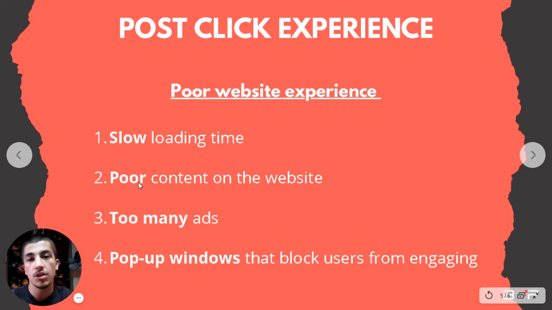Poor content is just poor images, poor quality. If I clicked on the ad for, let's say, shoes, and I went on a website that is selling toys, that is poor content. I didn't click on an ad for that. Too many ads. I'm talking about e-commerce, but let's say you're running ads to your website and there are just too many display ads on your landing page that actually links to the ad, then that is going to result in a poor website experience.